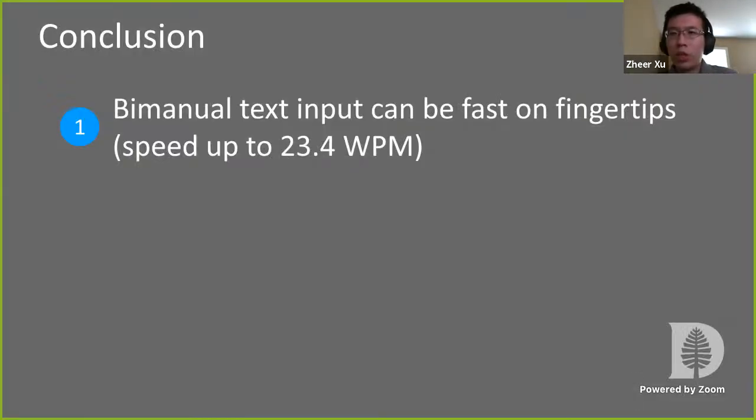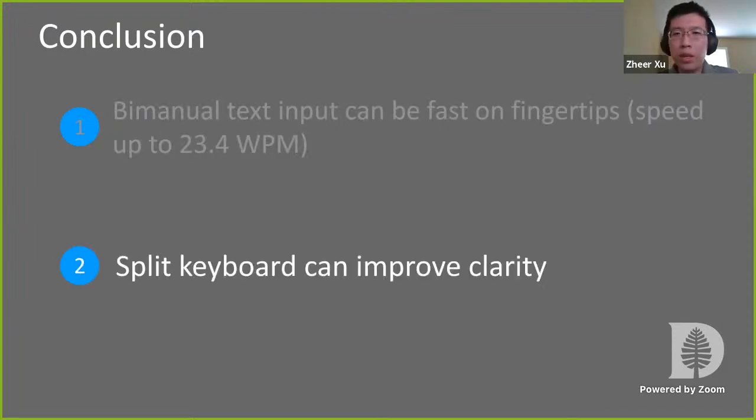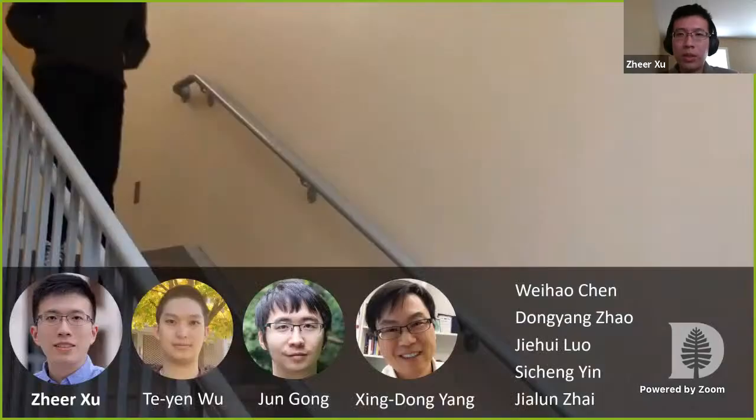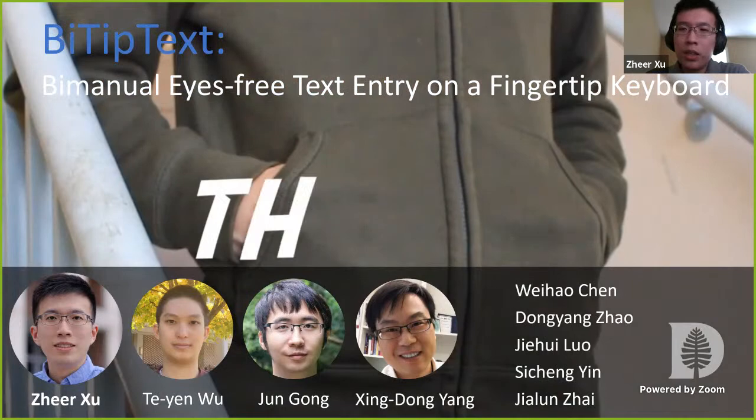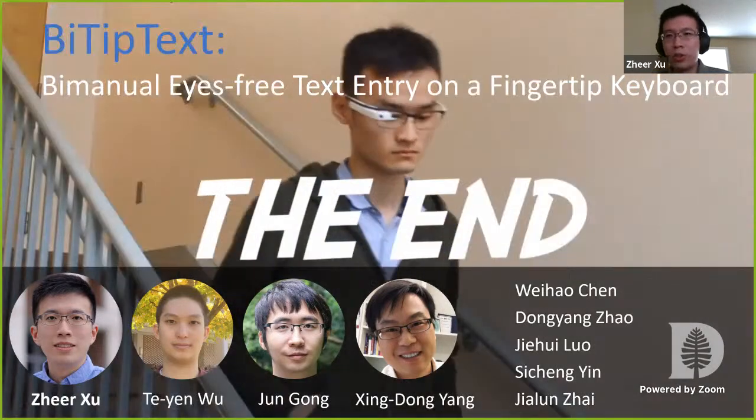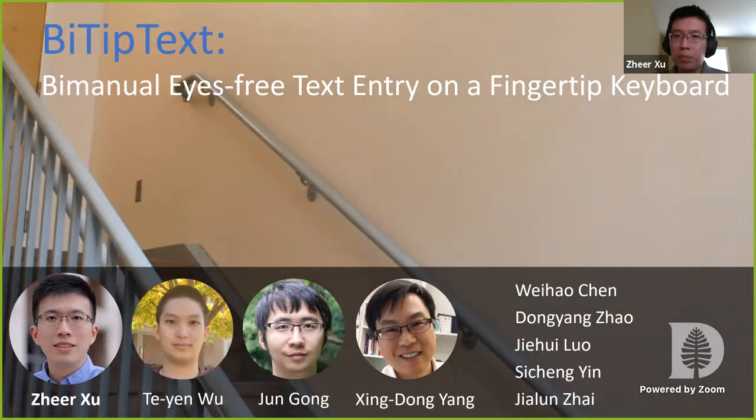With that, I want to conclude our work and give you some take-home messages. First, I've presented a bimanual fingertip text entry technique. It has an average typing speed up to 23.4 WPM. Second, grouping is no longer needed in a split keyboard since letters on different fingertips can no longer be confused by the statistical decoder. BiTyp text is fast, natural, and unobtrusive, and it can be used in situations where both hands are available.